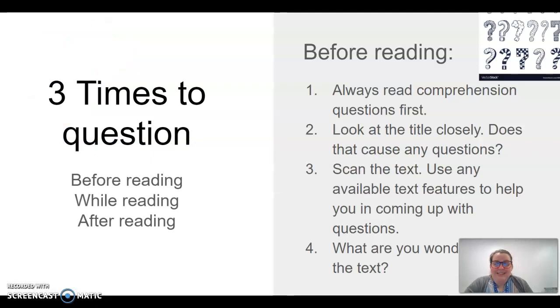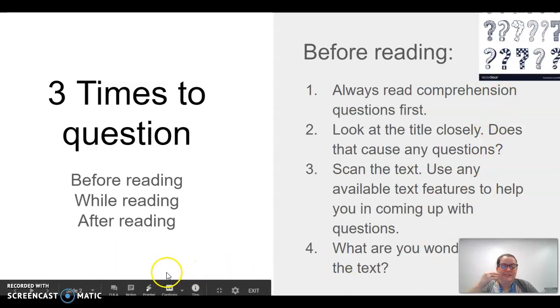So there are 3 times to question when you're reading something. The first time is before you actually start reading the text, while you're reading the text, and then after. What you want to do before you start reading is read those comprehension questions first, the questions that are given to you about the text. You're going to want to look at the title closely and then scan the text and start coming up with questions that you have about what you're about to read, and really think about what you're trying to understand when you're looking at the text. We always want to read with purpose.